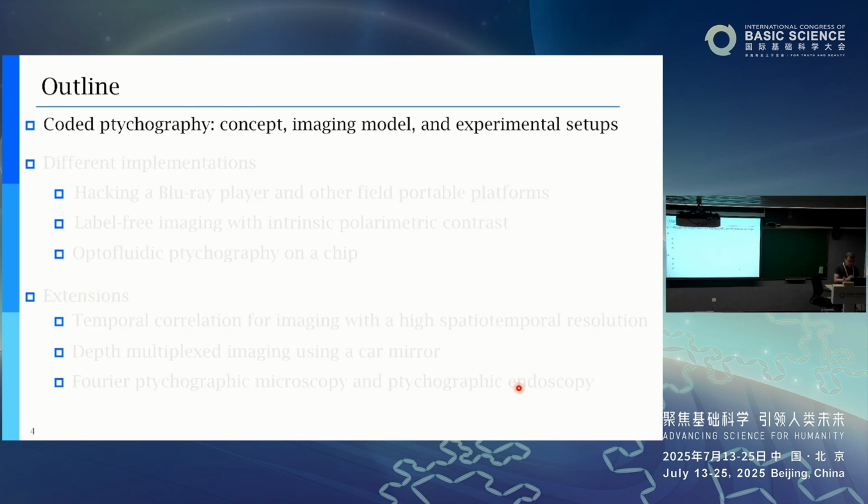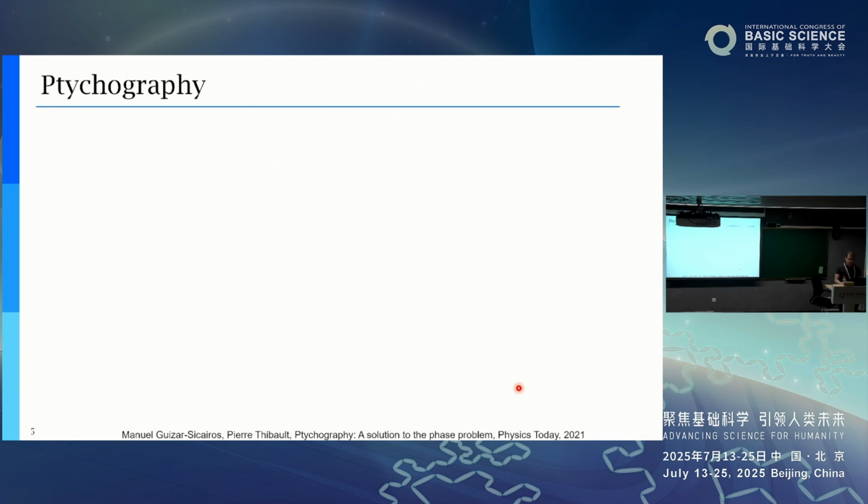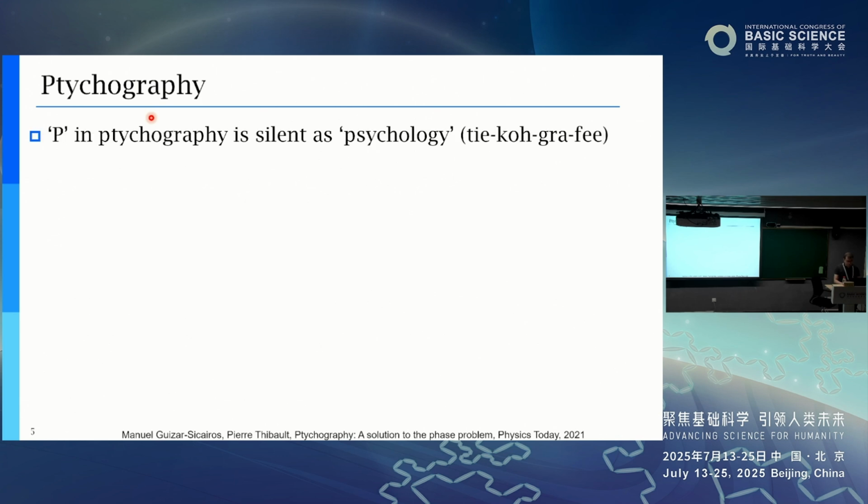So let's get started. The first point I want to talk about is the concept, the imaging model, and the experimental setup. I guess the first question you might have is, what is this word? This word comes from German. The P here is silent. You are not going to pronounce the P here, just like psychology, right? So the pronunciation is like tychography. There's no P here, ptychography.